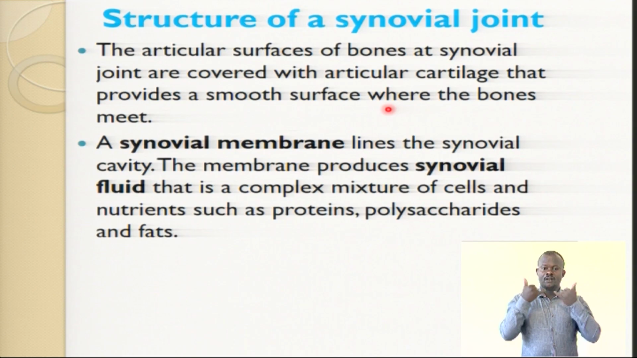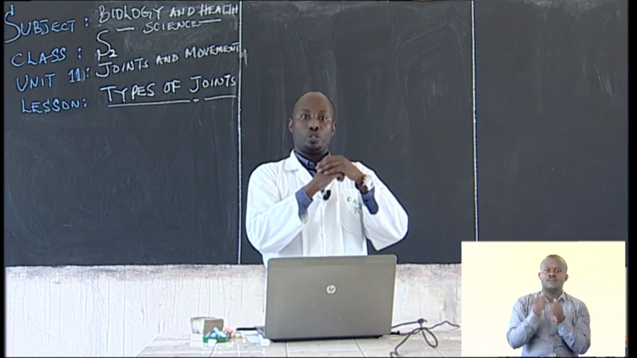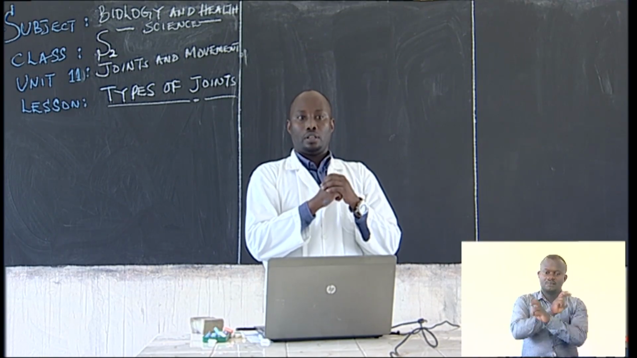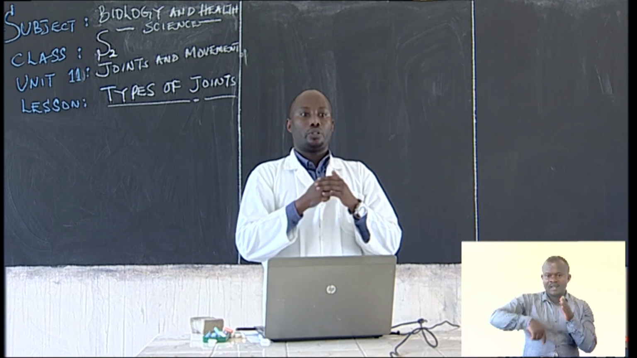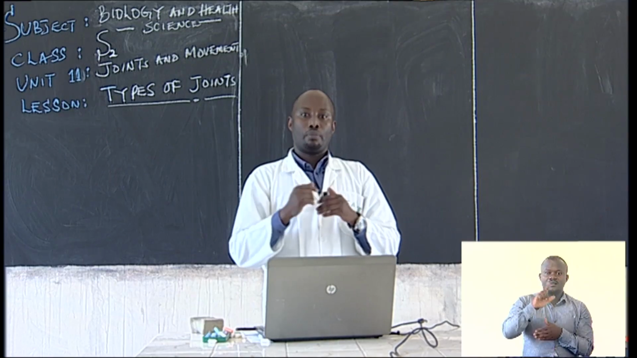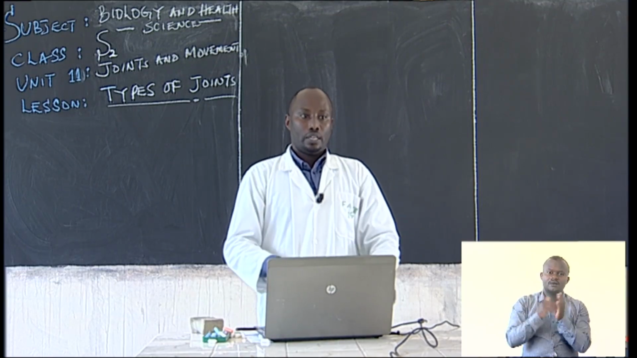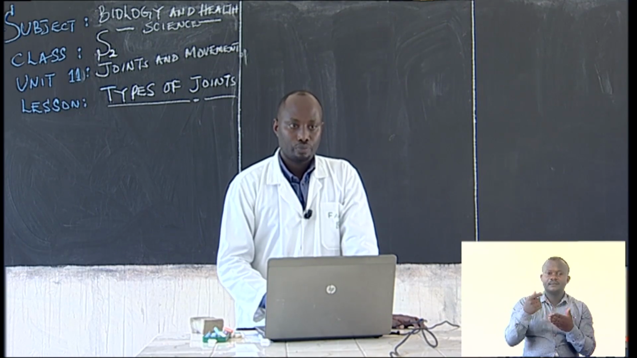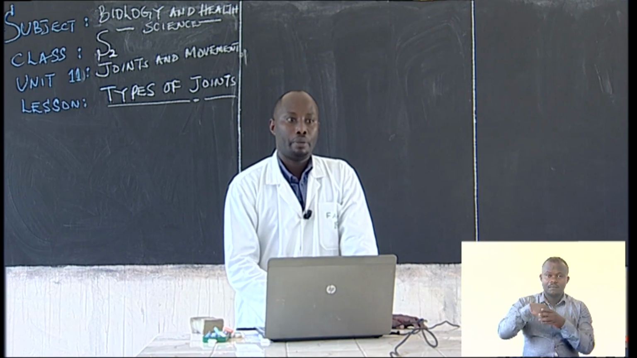As I mentioned, joints are covered with articular cartilages that provide a smooth surface where bones meet. Where two bones meet, what happens? There must be articular cartilages. Cartilages are softer than bones. Let's talk about the synovial membrane.